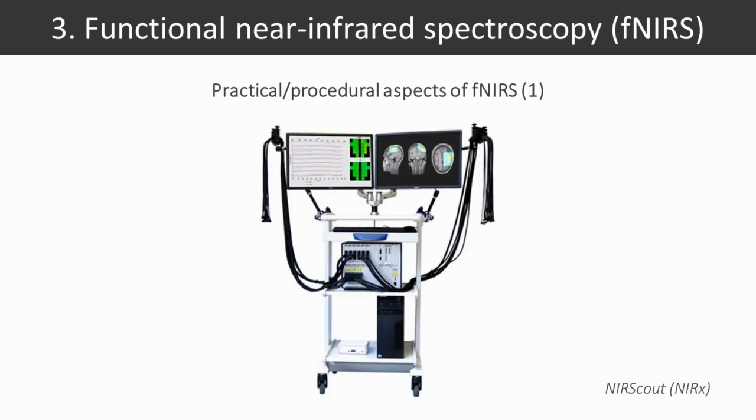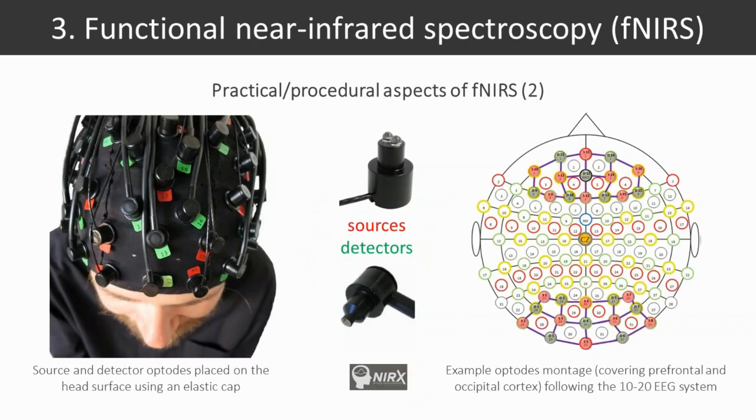Okay, so now I would like to focus on some practical or procedural aspects of fNIRS. First of all, nowadays fNIRS systems are quite compact equipment, so there are several systems on the market. What you see here is the NIRScout from NIRx, which is, I would say, the standard system so far. And what you have to do is to place sources and detectors on the head surface.